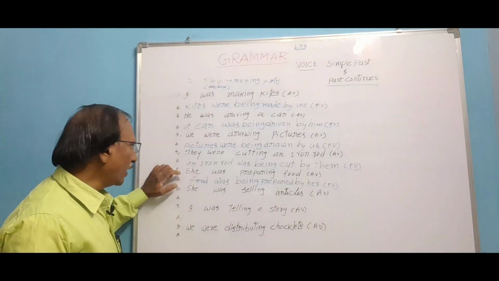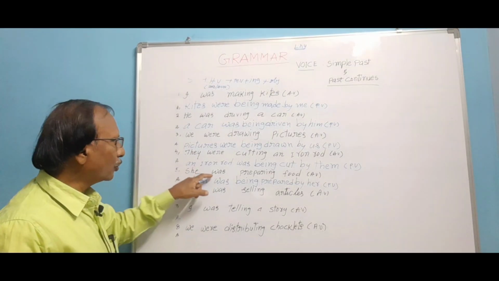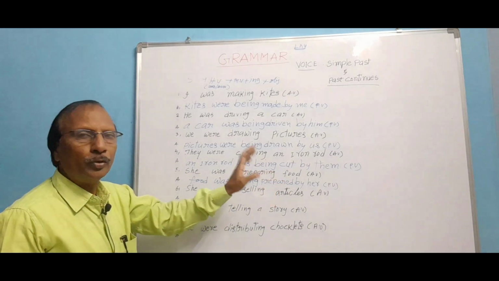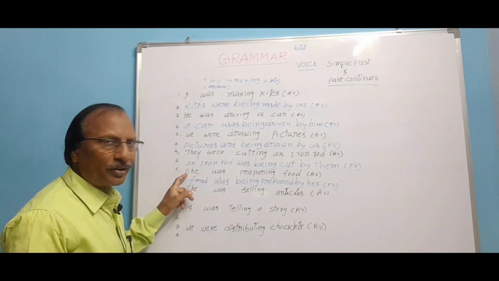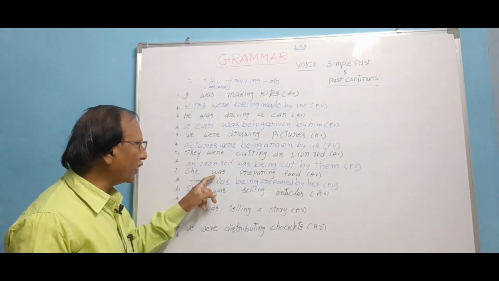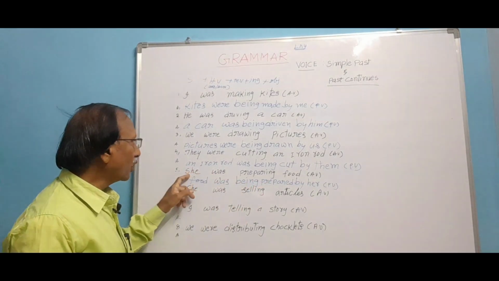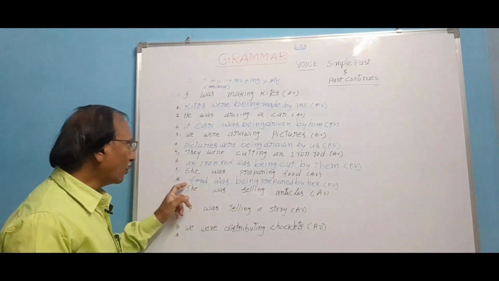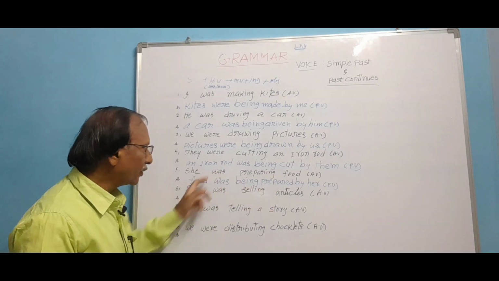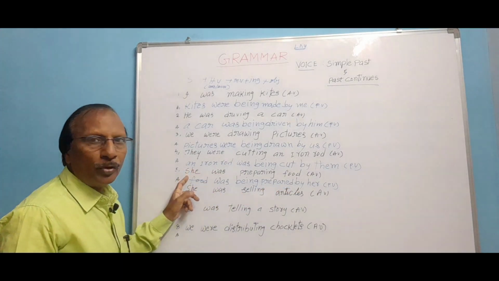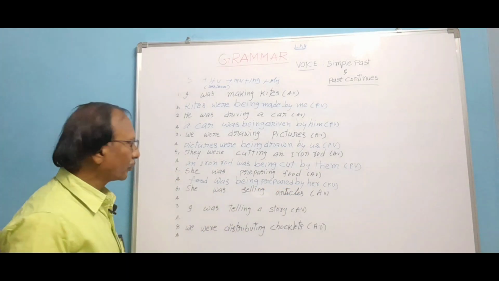Suppose we is there, then we should have written were. We were preparing food. We should have written. But here third person singular she. That's why we have written was. She was preparing food. Suppose we were preparing food, then food was being prepared. Food was being prepared by, we will be changing to us.